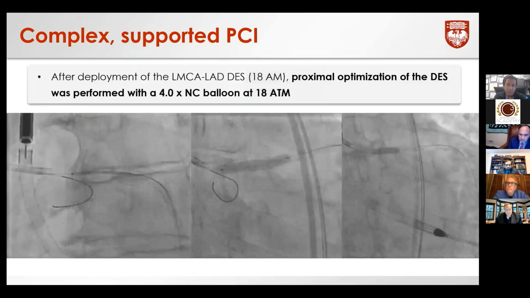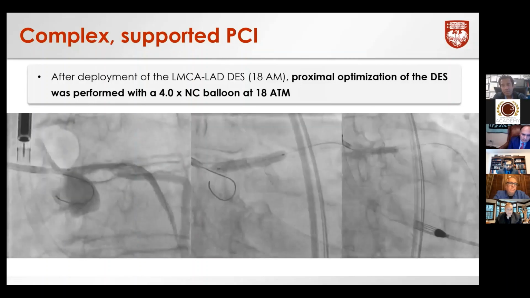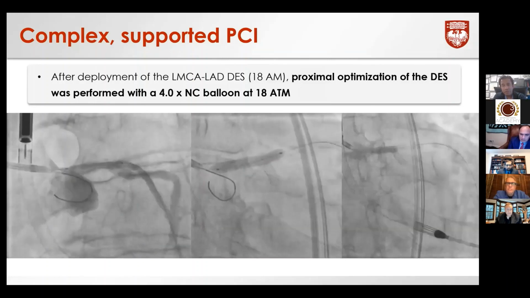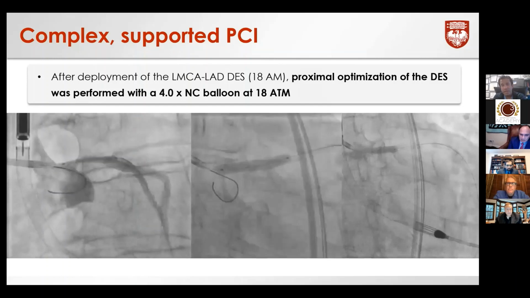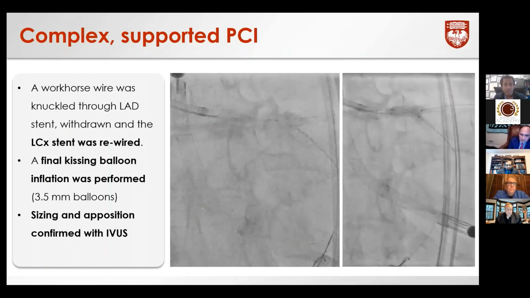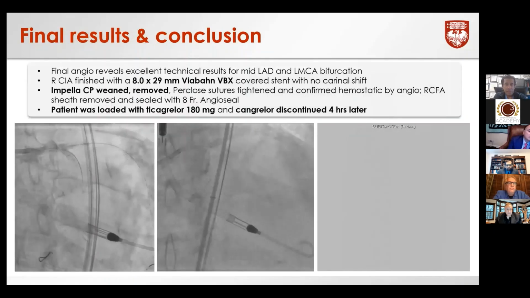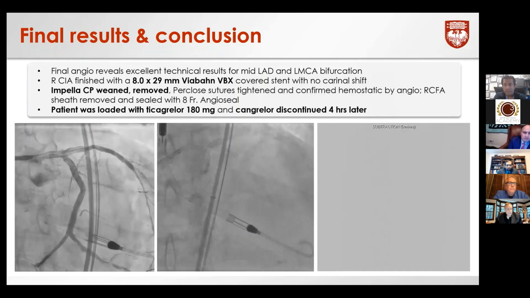Deployed after some positioning here, the ostium approximately optimized with a 4.0 NC at 18 atmospheres, hanging out into the aorta. A workhorse wire was knuckled and withdrawn, circ rewired, final kissing balloon with 3.5 NC, sizing and apposition confirmed with IVUS. And then the final angio revealed an excellent technical result.